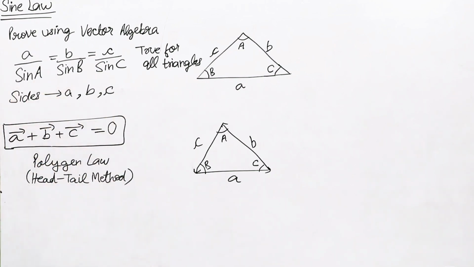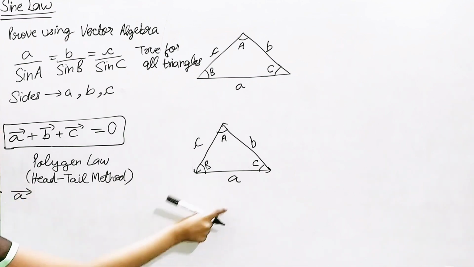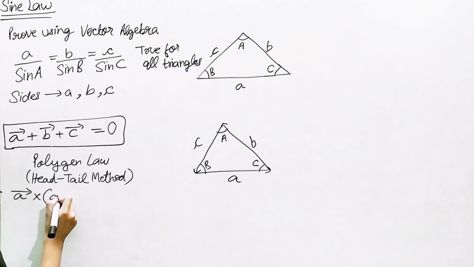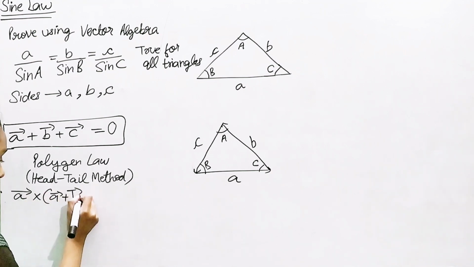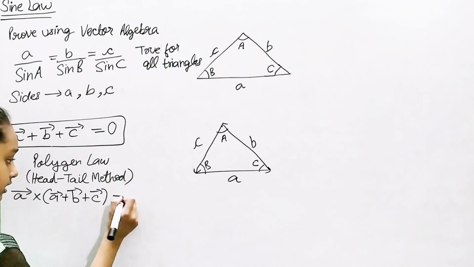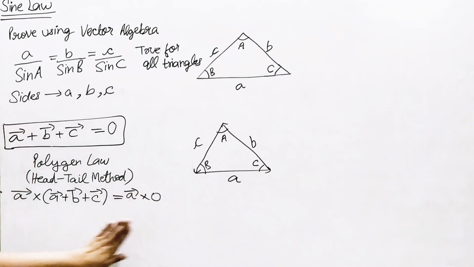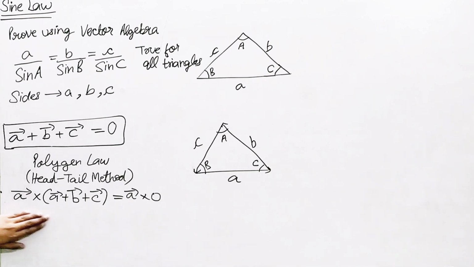So let us start. What we're going to use? First of all, let us find vector A, okay? Vector A. So vector A into vector A plus vector B plus vector C is equal to vector A into 0. Okay, so this will be our first step. Got it? Yes or no? I think so, yes.